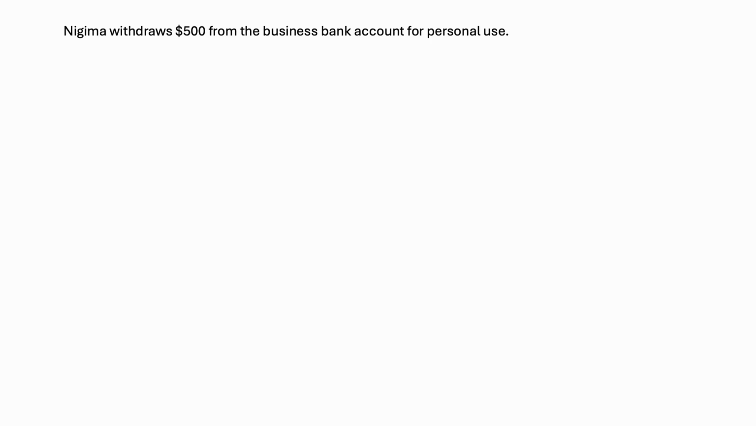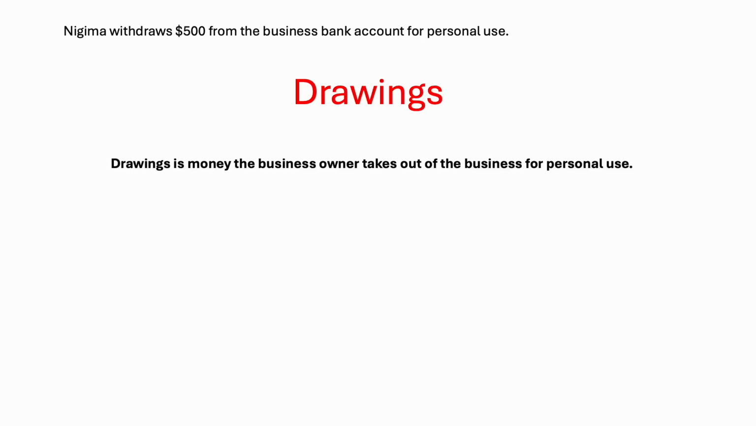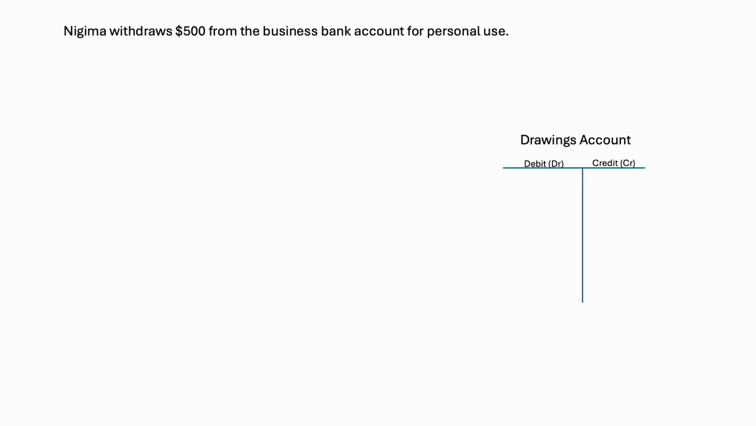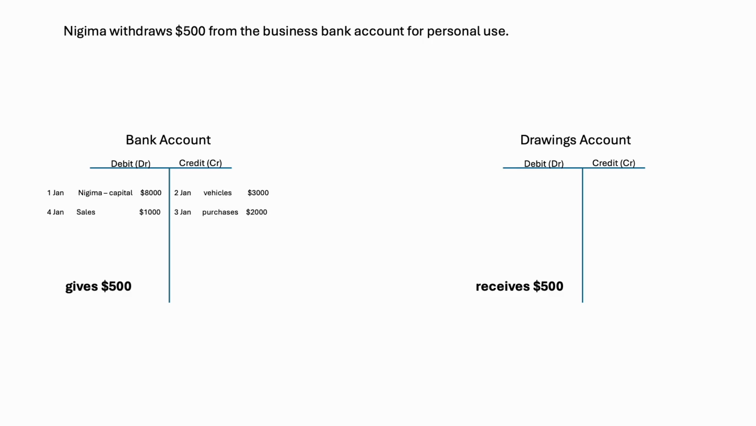Okay, so this is the final one. Nigima withdraws $500 from the business bank account for personal use. Drawings is money that the business owner takes out of the business for personal use. It is not the same as income or salary. The two sides of the transaction are that the drawings account receives $500 and the bank account gives $500. So we debit the drawings account and credit the bank account.